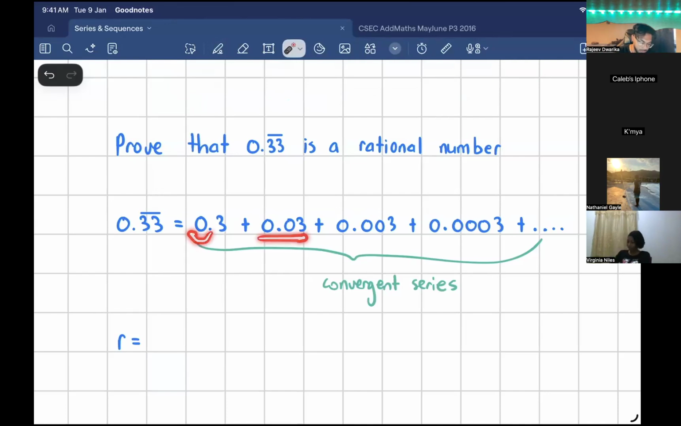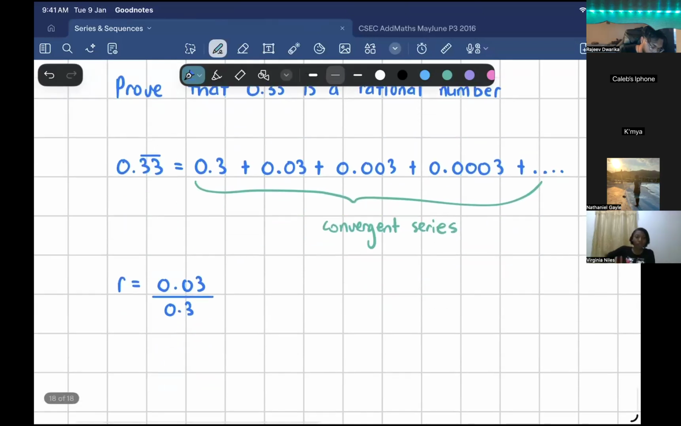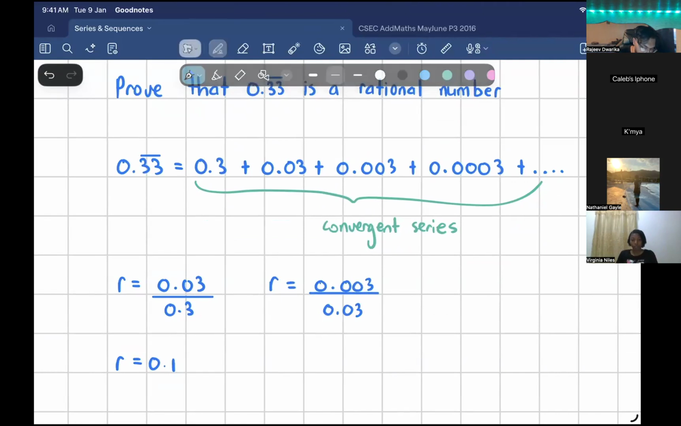Watch. I'll put the full work in: 0.03 all over 0.3. That's going to be 0.1. What would the next one be? Tell me one, Kamaya. 0.003 divided by 0.03. And just plug it in the calculator to verify me not going mad, because I don't trust myself sometimes. It is 0.1. Okay, good.